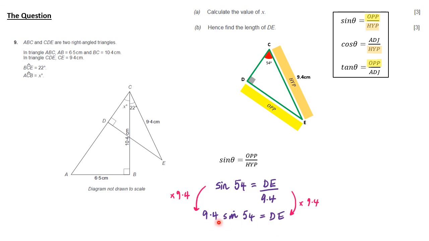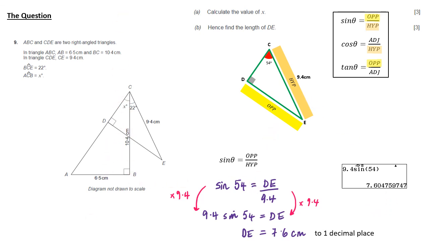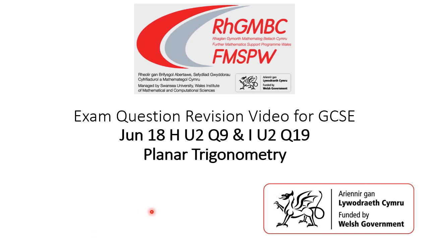So for my answer, I need to pop 9.4 sine 54 into the calculator, it looks something like this, and I can see that DE is 7.6 centimetres. That has been rounded to one decimal place. So I hope that helps with that trig question. Do remember your formulae. You are not going to get given them, so make sure you're happy with remembering those ratios. And of course, Pythagoras' theorem, you should remember that too.